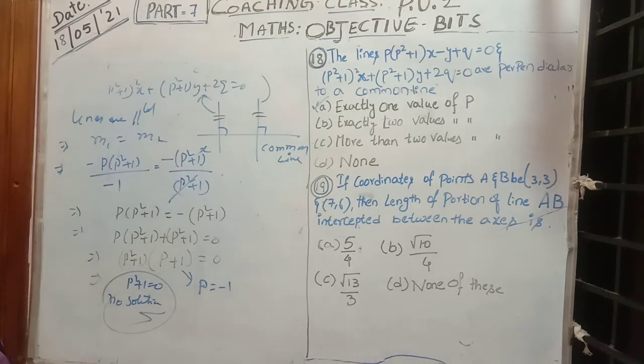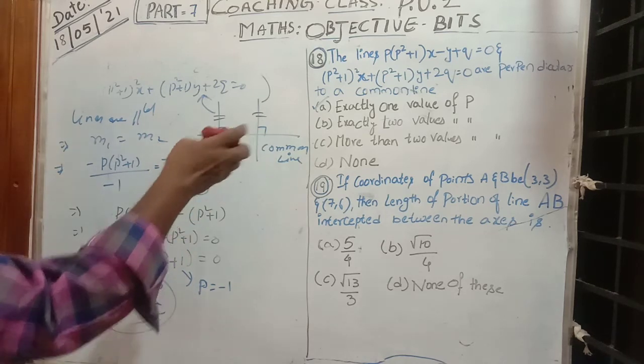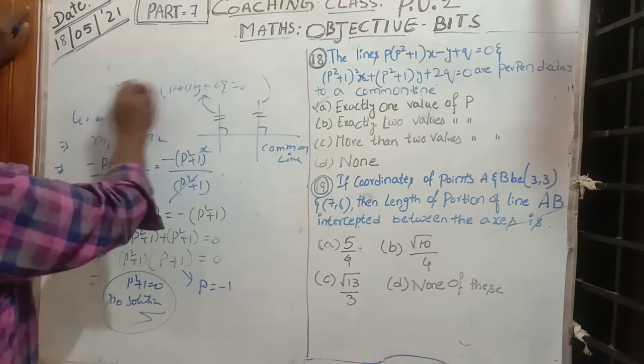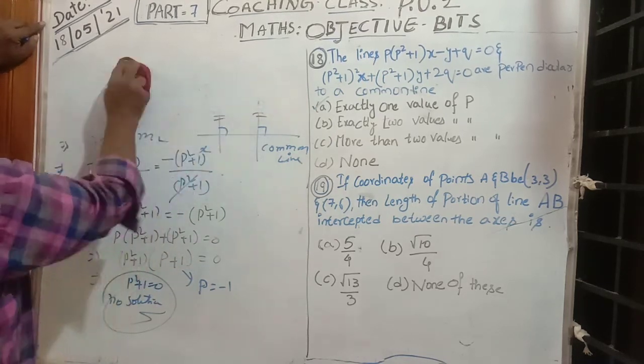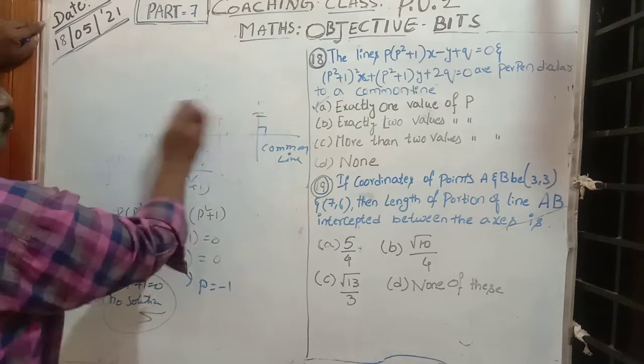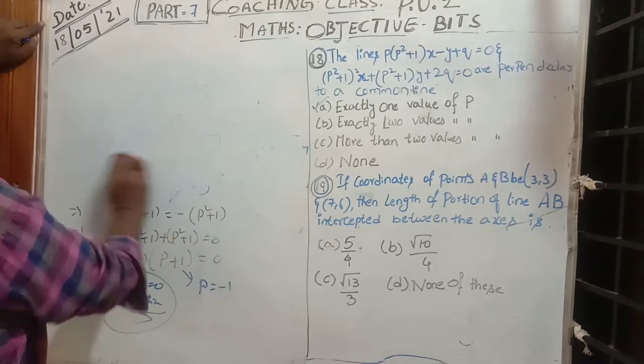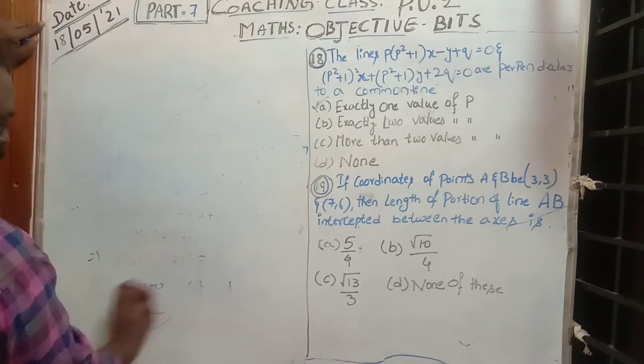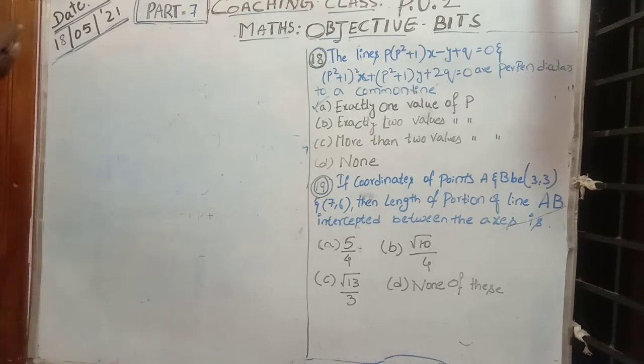Here the concept is made: a line perpendicular to a common line. With haste, we will feel that the lines are perpendicular. But it is a wrong concept. Okay, now I will go to the next problem.